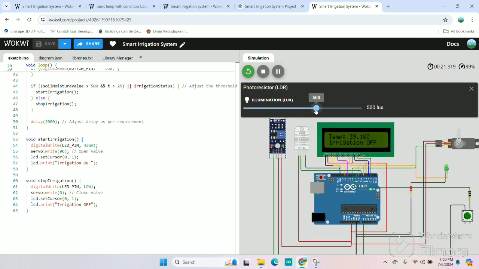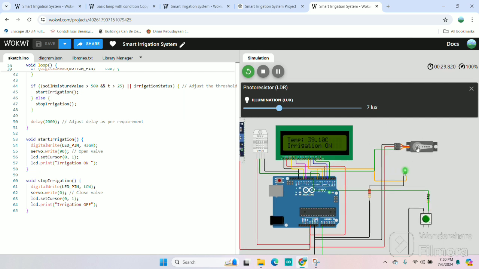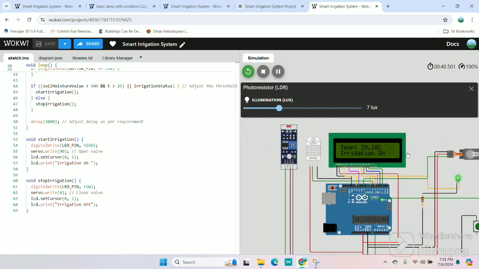If I decrease the resistance, which means the soil is dry, let's see what happens. It will activate this valve to allow water into the plant, into the soil. And then what happens if I increase it, as the water accumulates over time? It will stop the irrigation.